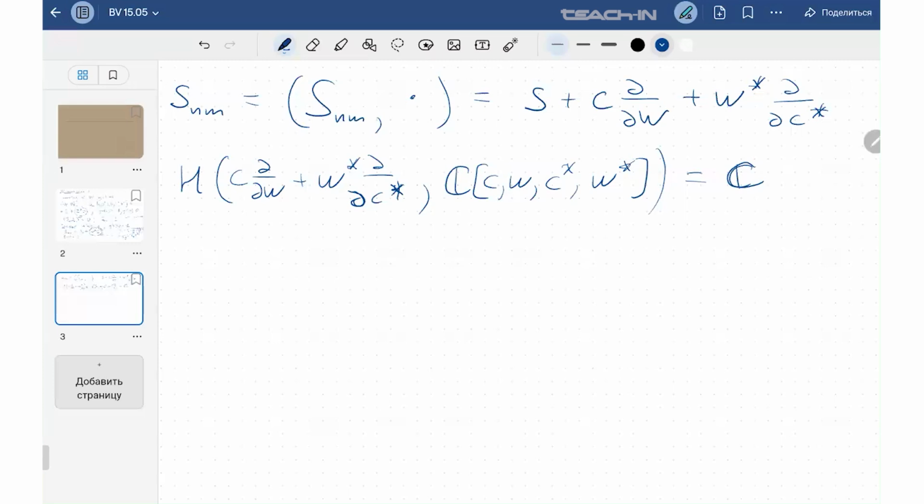Yes, but because we also have additional fields which were initially present in our system, now this term would give us just functions of the initial variables. So the presence of such a term just eliminates these new variables, C, W, W star, C star, and we are back to our initial system. What is important is that the cohomology of the non-minimal S, in whatever reasonable space, is isomorphic to the cohomology of the initial S.